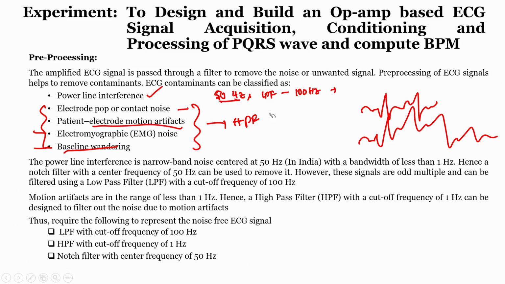If I can design a notch filter, a high pass filter and a low pass filter, the noises due to these particular ECG contaminants can be completely filtered out. In this pre-processing stage, we have to design a low pass filter with a cutoff frequency of 100 hertz, and a high pass filter with a cutoff frequency of 0.5 or 1 hertz, because our wanted signal is QRS, which is at most around 20 hertz. Then a notch filter with a center frequency of 50 hertz. These are the three major processing and filtering blocks that we are going to use in our experiment today.